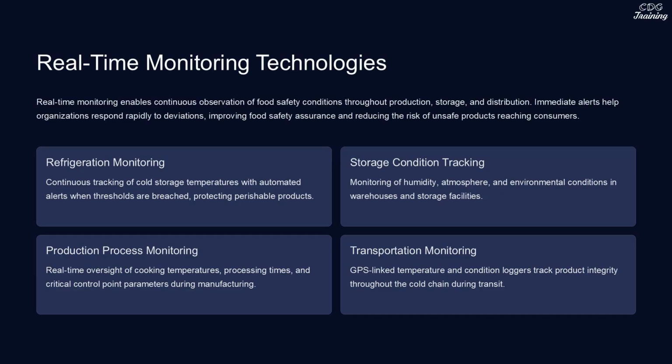Storage condition tracking monitors humidity, atmosphere, and environmental conditions in warehouses and storage facilities. Production process monitoring tracks real-time processing temperatures, processing times, and critical control point parameters during manufacturing. Transportation monitoring uses GPS-linked temperature and condition loggers to track product integrity throughout the cold chain during transit.